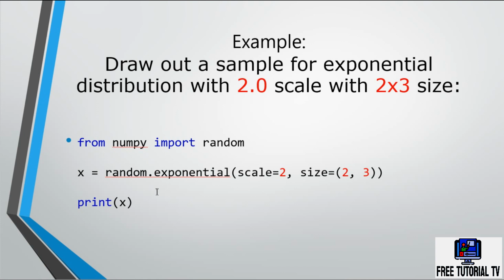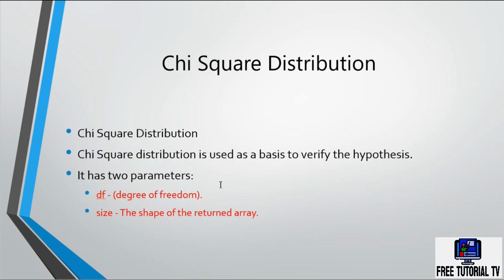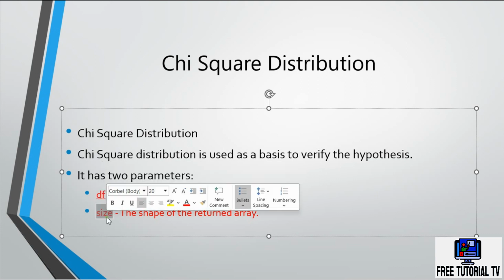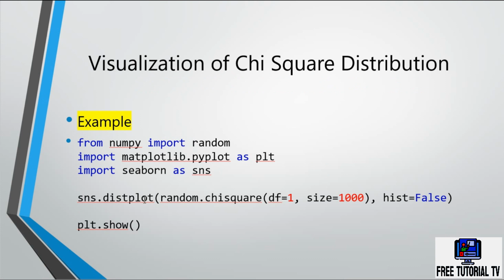Similarly, this is an exponential, and then you have a visualization for exponential using seaborn, and then you have a chi-square distribution where you will be giving two parameters, one for the degrees of freedom and one is the size of the array, and you can generate a random array using this value and the array size, and then you can plot it using a distribution plot.